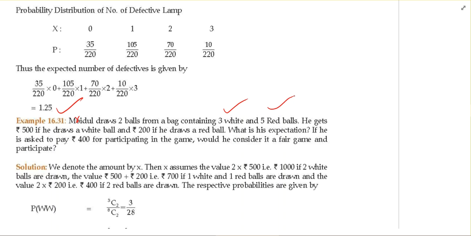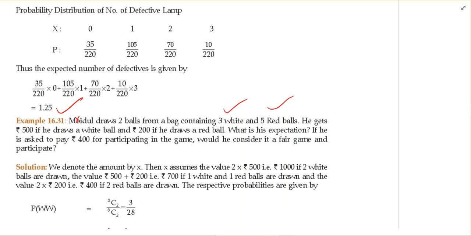If the expected value that he will get is more than 400, then obviously it is a fair game and he should participate. But if it is less than 400, then he should not. So the entire question revolves around the expected value of the sum he will get.